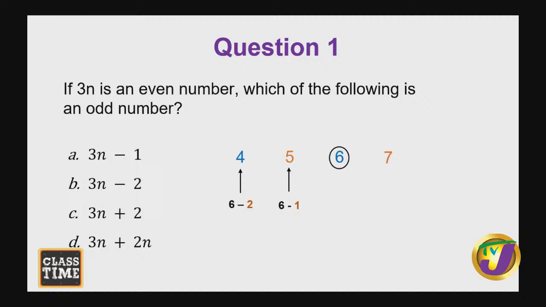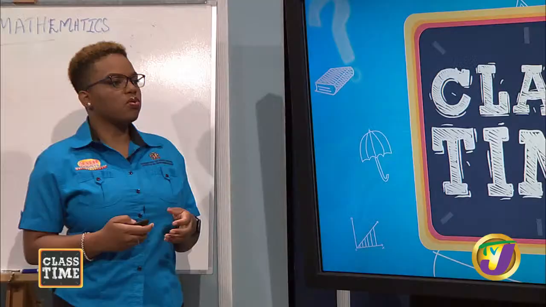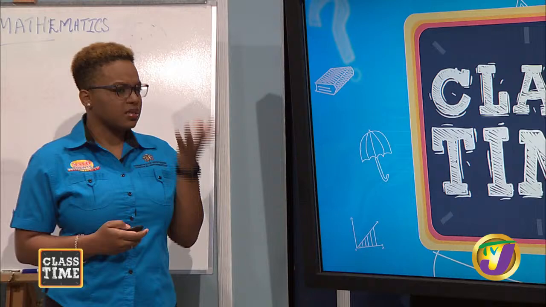Next one is 3n plus 2. My 3n is 6. 6 plus 2, that's 8. And that is resulting in an even number. So C is definitely out. And I know that when you multiply any number by 2, the result will be an even number. Since I would have tried an even number at C, I know that D would not work out either. We also know that if we sum two even numbers, the result is definitely another even number. And so my answer has to be 3n subtract 1.